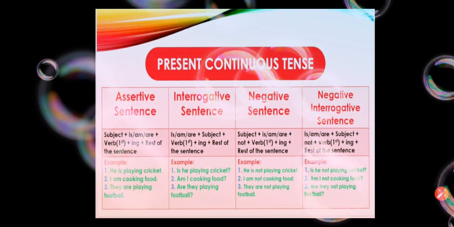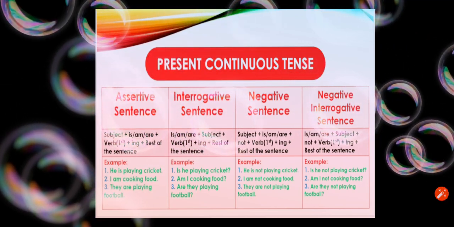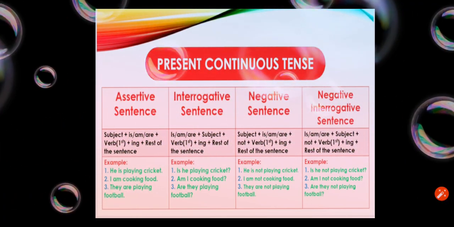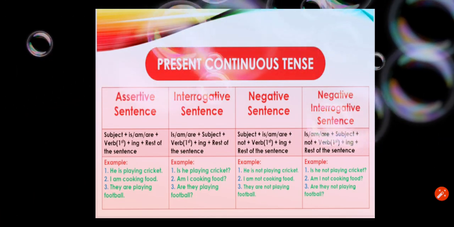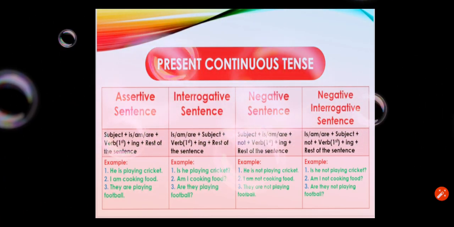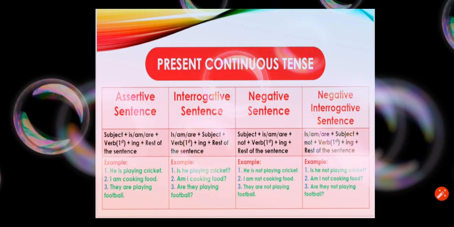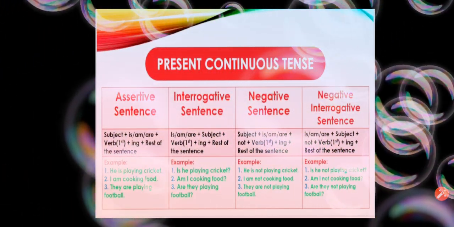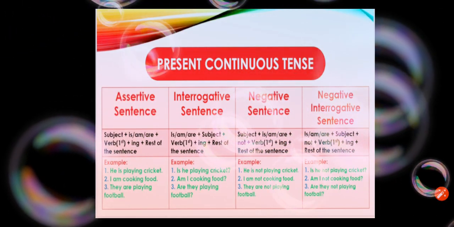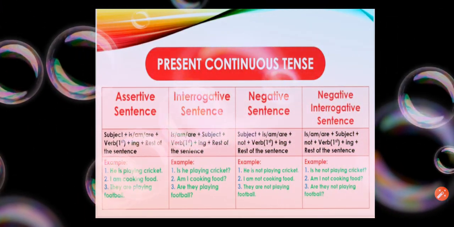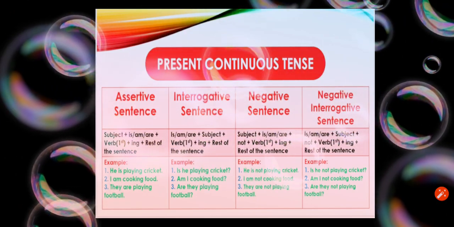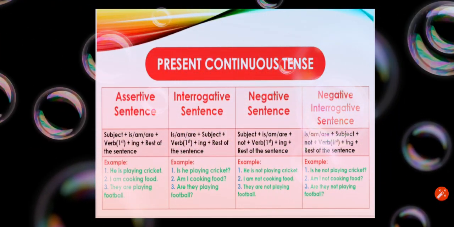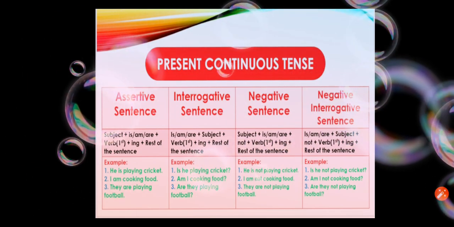Now the last part is the negative interrogative sentence. This is a combination of negative and interrogative sentences. A few examples are here. Is he not playing cricket? Am I not cooking food? Are they not playing football? We use the helping verb before the subject and not after the subject. I hope it is clear to you.